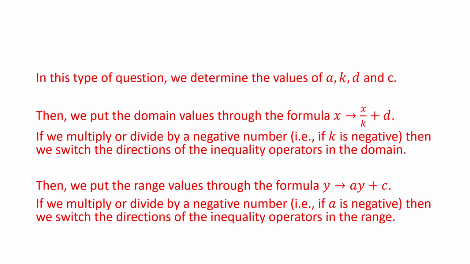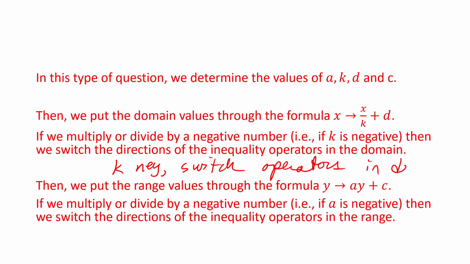So, as a little memorizing thing, in this type of question, we determine the values of a, k, d, and c. Then we put those domain values through the formula x maps onto x over k plus d. If we multiply or divide by a negative number, in other words, if k is negative, then we switch the directions of the inequality operators in the domain. So if k is negative, switch operators in domain.